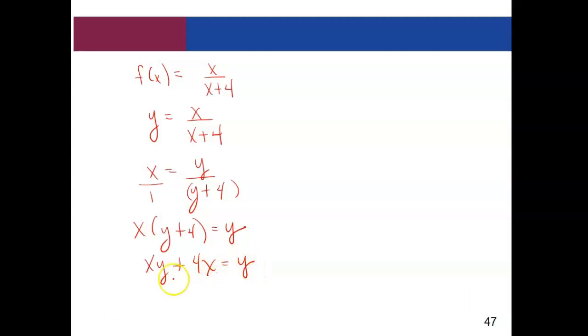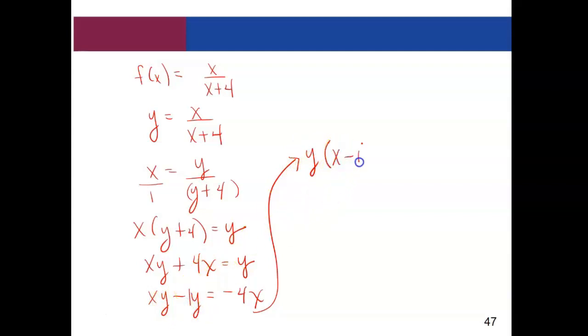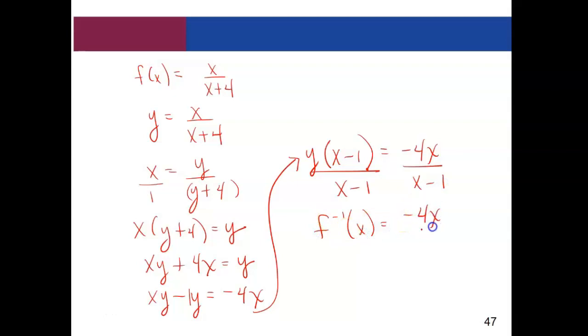And then we're going to get our y terms on one side, which means we're going to bring this y over. And anything that doesn't have a y is going to go on the other side. Okay, from here, we're going to take out a y. Don't forget to leave your placeholder here. So this would be an x minus 1. And then divide by x minus 1 to get the y by itself. So our inverse function is going to be negative 4x over x minus 1.